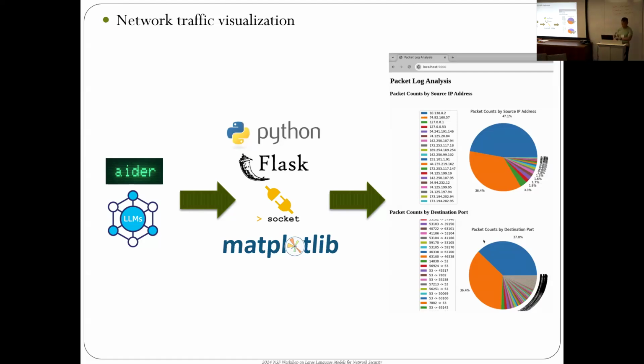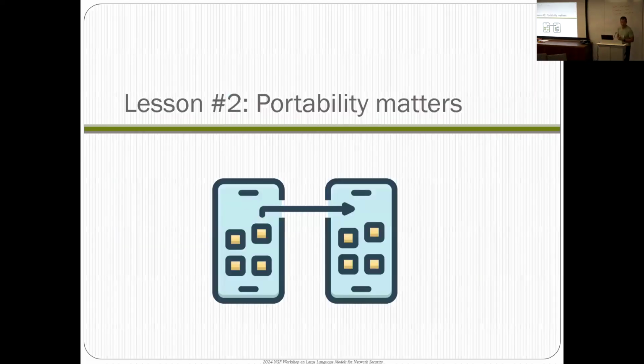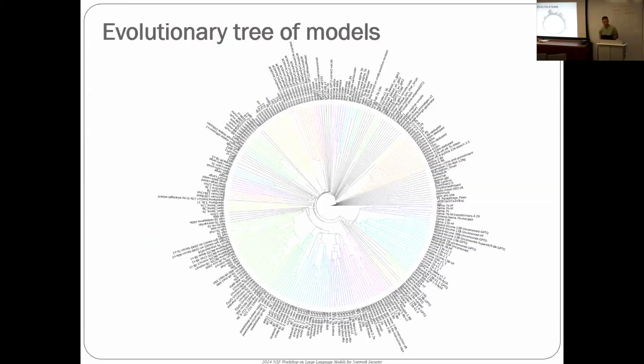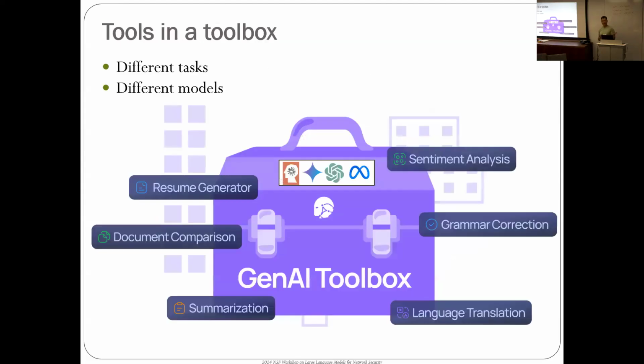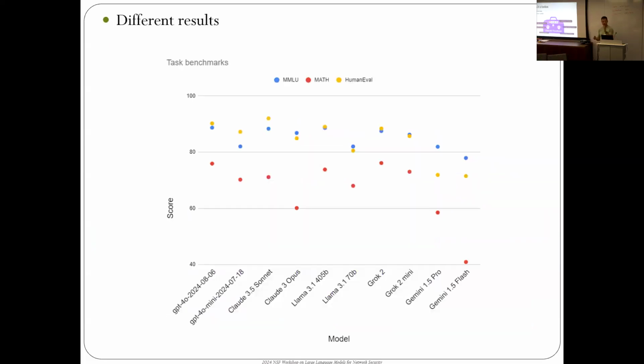Okay, so that's the creativity aspect of it. Lesson number 2 that I want to talk about is that portability matters. This is an evolutionary tree of models that some of you might have seen. There are a ton of models out there. The way I look at it is that these are all tools in a toolbox. You have all these different tasks, and all these different models that can be used for these tasks. As a result, you have different kinds of performance across these different tasks.